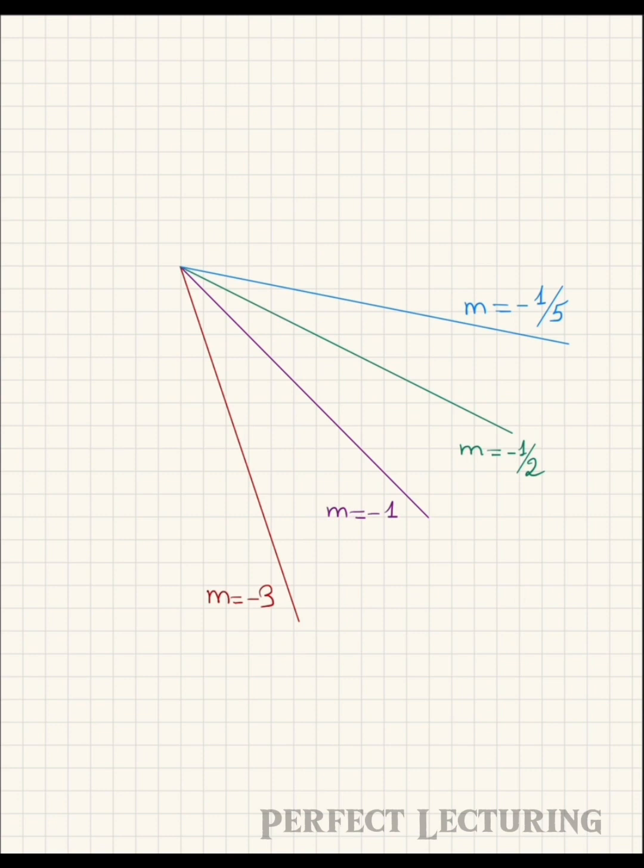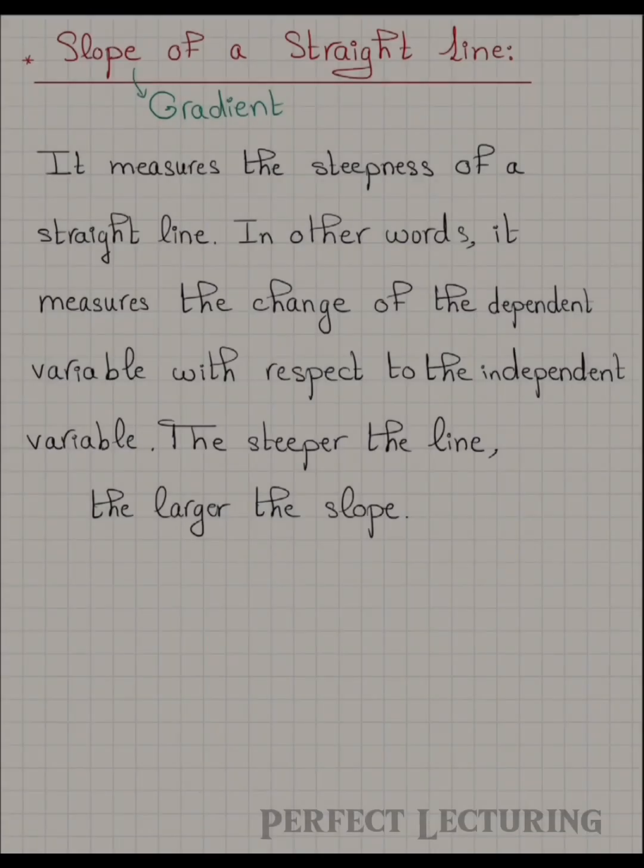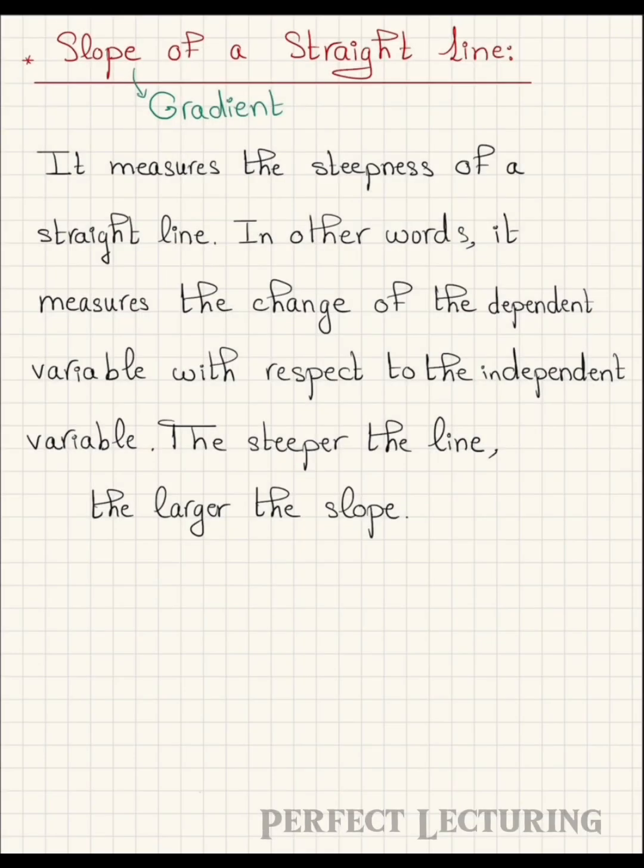That's another example. Here the lines are going down, which means the slopes are negative. Again, as the line gets closer to the vertical, it becomes more steep and the slope becomes more negative. Let us come back to the definition. The slope measures the change of the dependent variable with respect to the independent variable. What does this mean? Let us see.